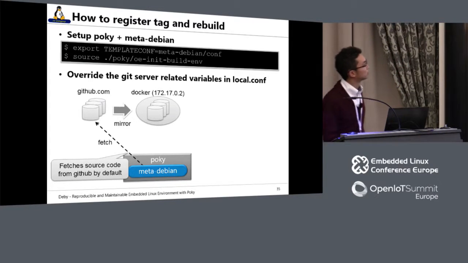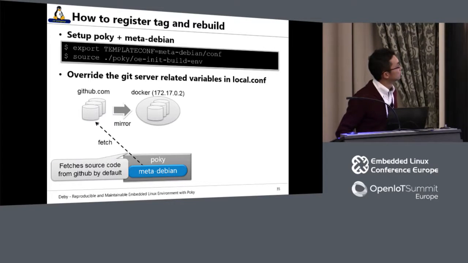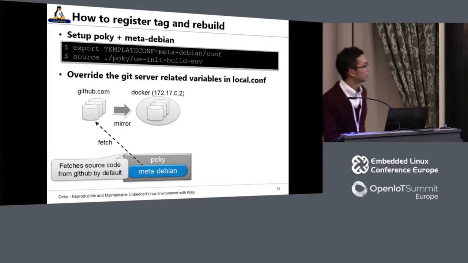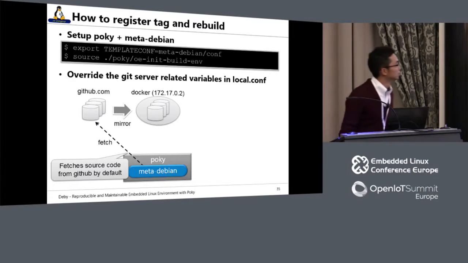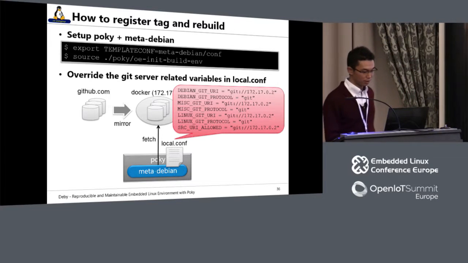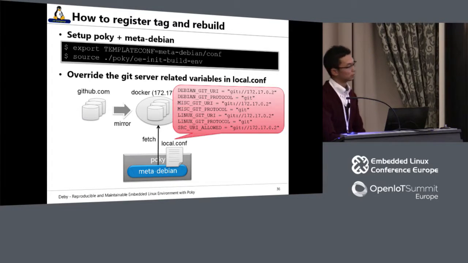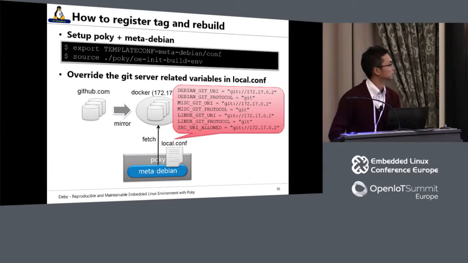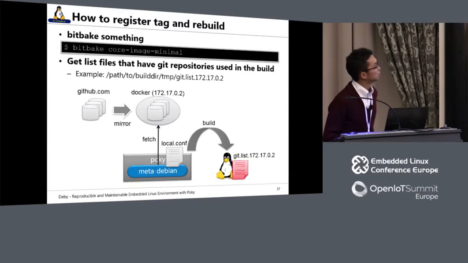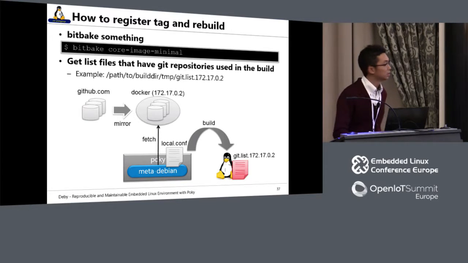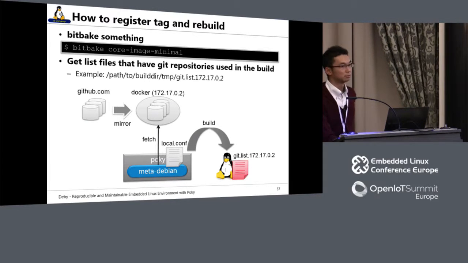Then set up Poky and meta-debian. By default, meta-debian fetches all source code from GitHub. So before bitbake, we need to override some variables about the Git repository servers and the protocols in local.conf. After these settings, we can bitbake something using the Git repositories on the Docker image.